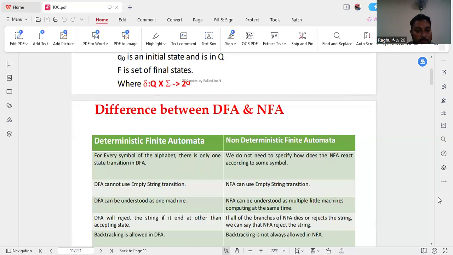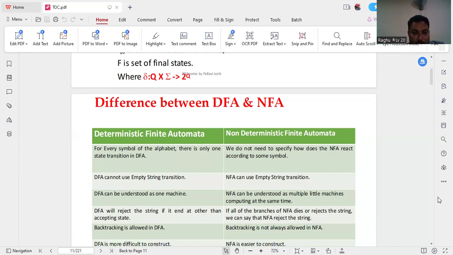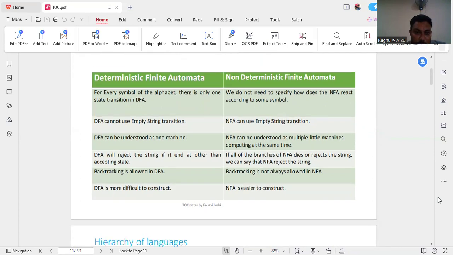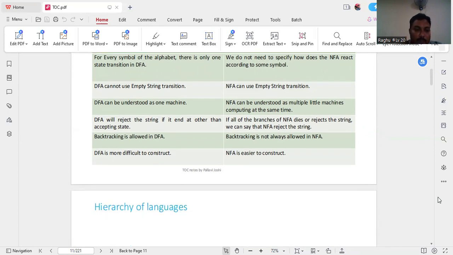DFA can be understood as one machine. NFA can be understood as multiple little machines computing at the same time. DFA is more difficult to construct. NFA is easier to construct. So if you want to convert within the finite automata, there is a possibility to convert NFA to DFA, but you can't convert DFA to NFA. Why? Because NFA has more than one path, so you can easily convert that into the DFA transitions. It means single path transitions.